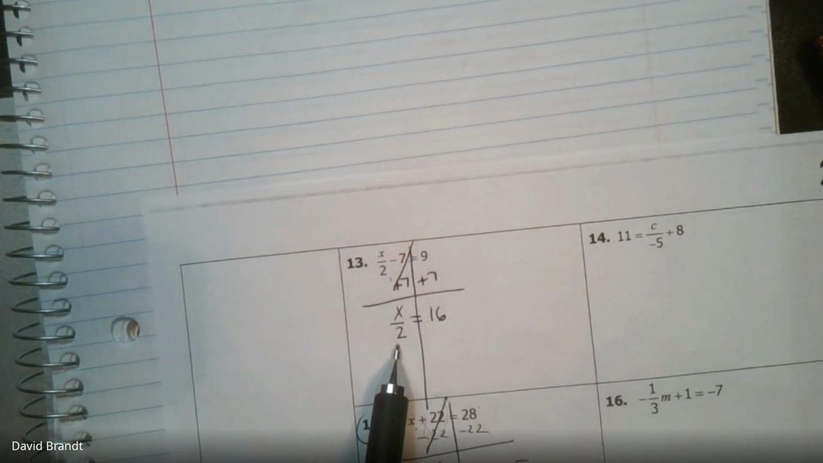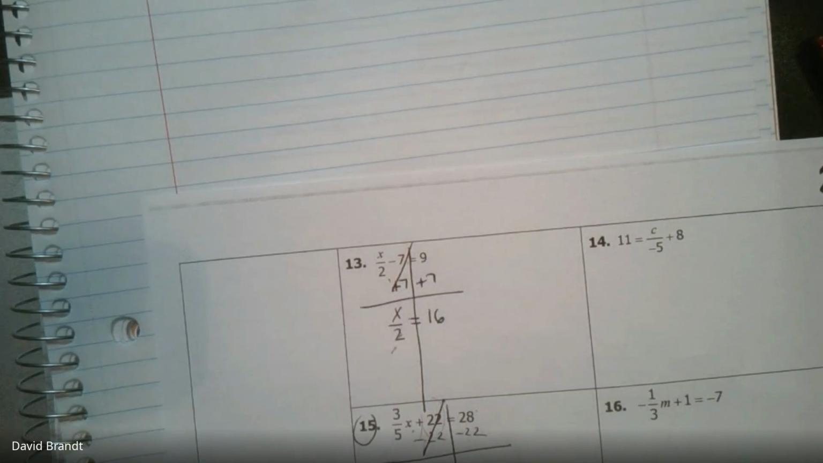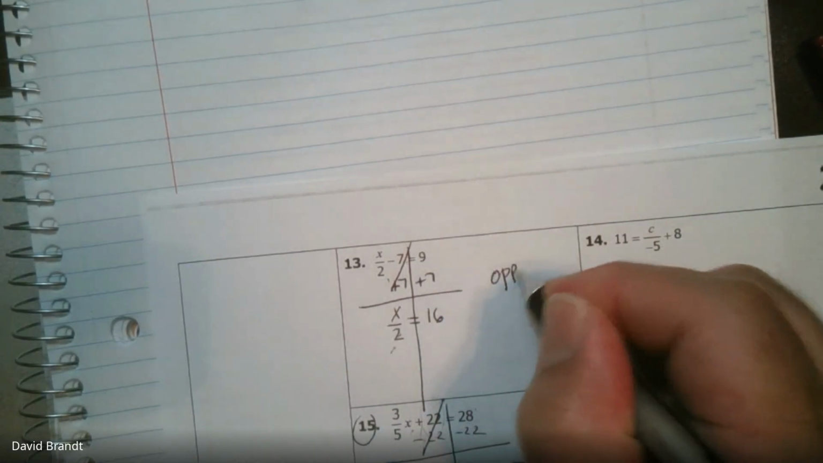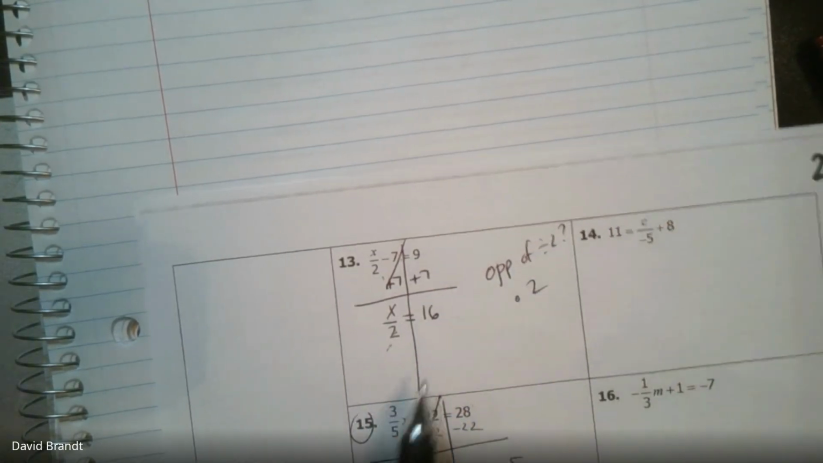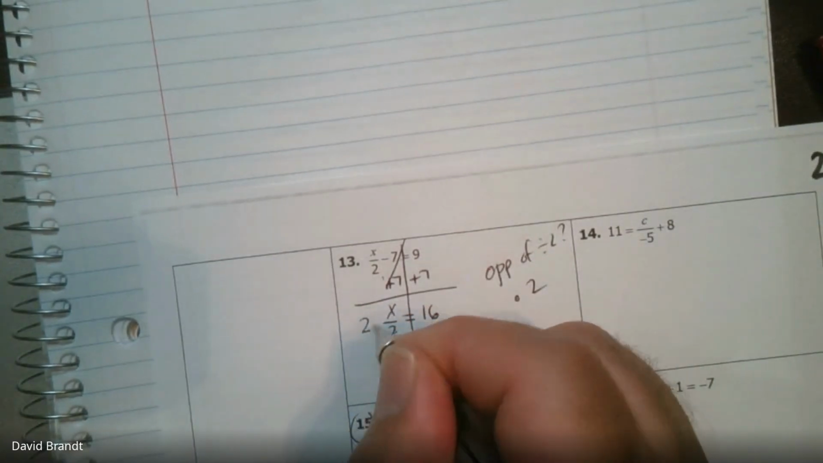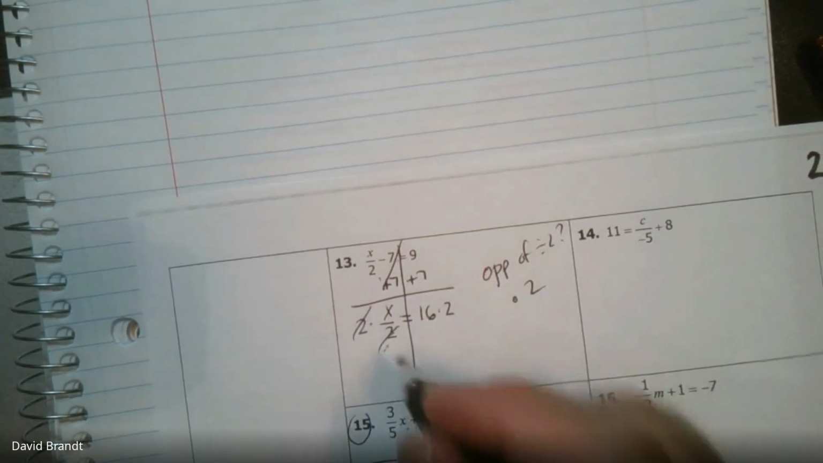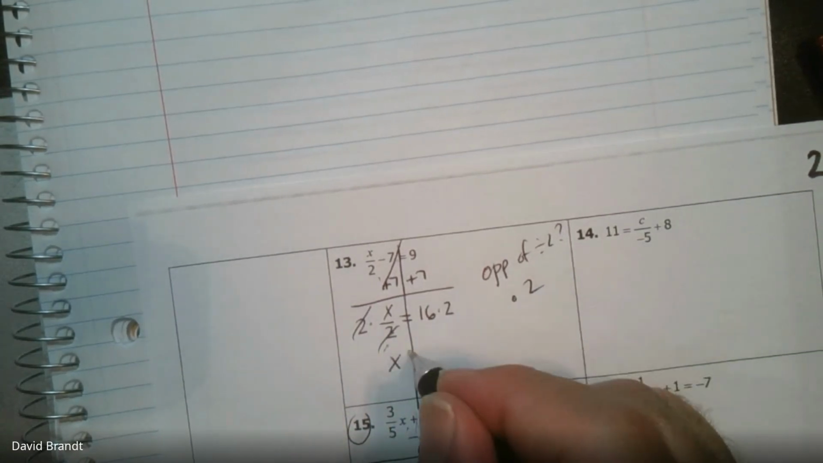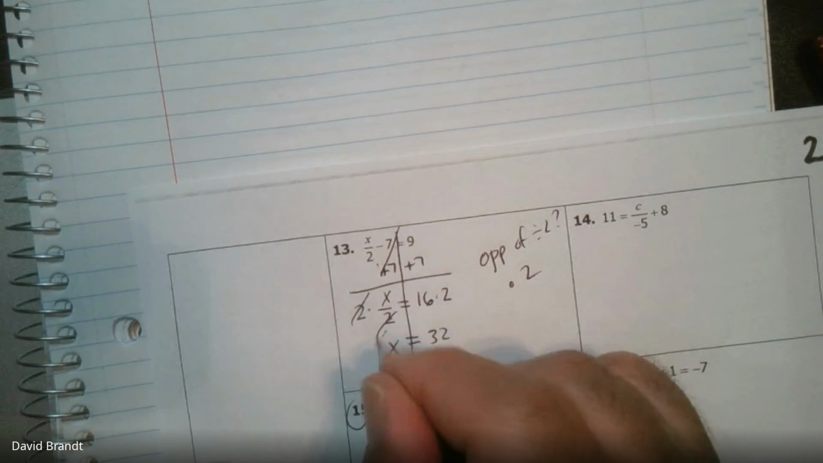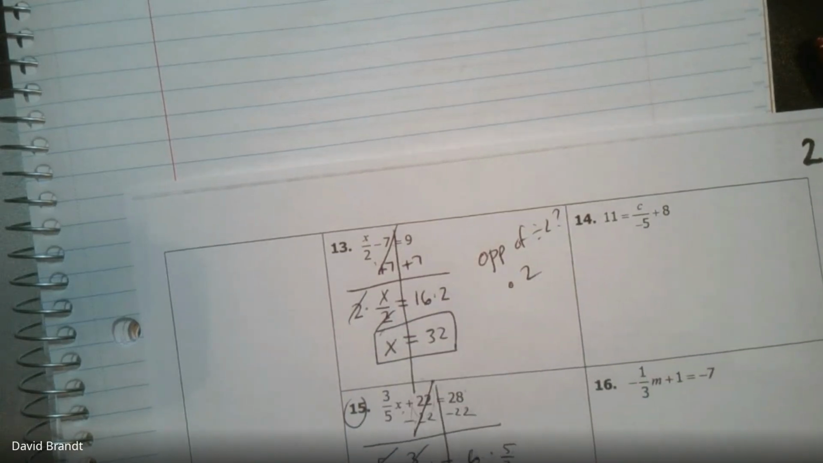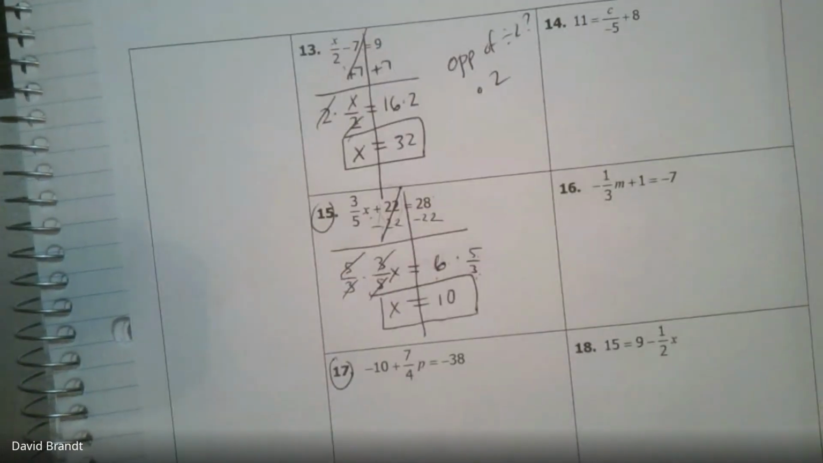Now, how do you get rid of that 2? What's connecting the 2 to the x? That's divide by 2. What is the opposite of divide by 2? Answer, multiply by 2. So I'm going to multiply both sides by 2. That cancels the 2's. What does that leave? It leaves x. What's 16 times 2? 32. All right. Now, I think you can figure out number 17 on your own.